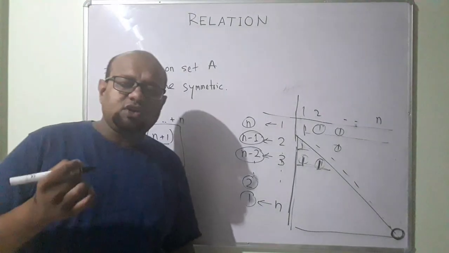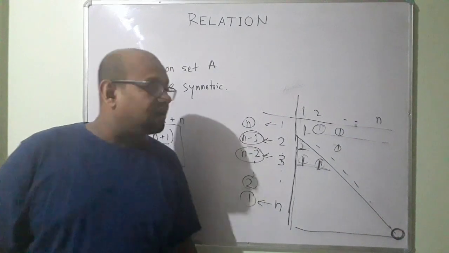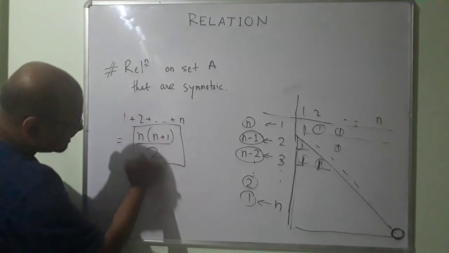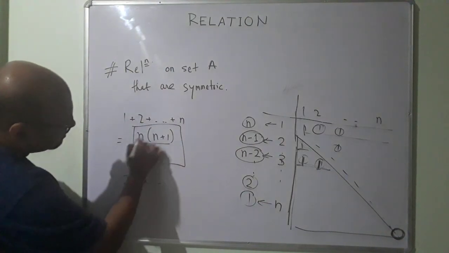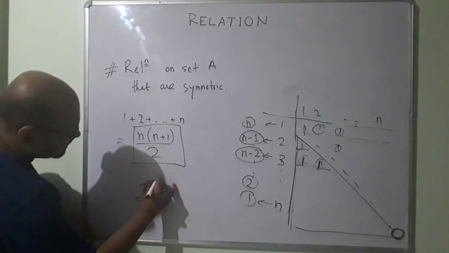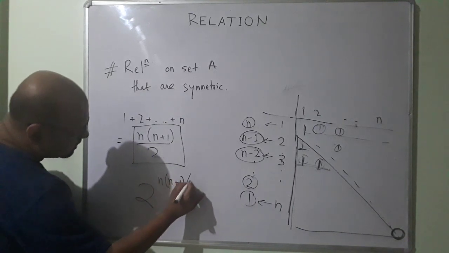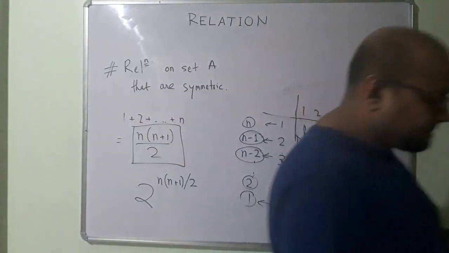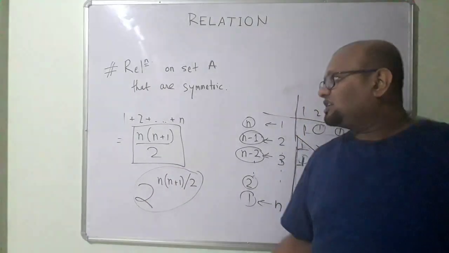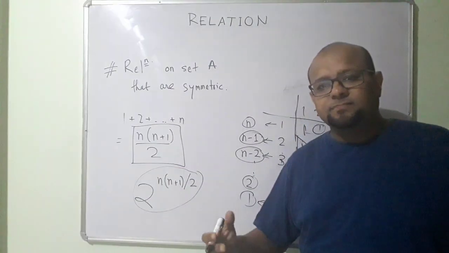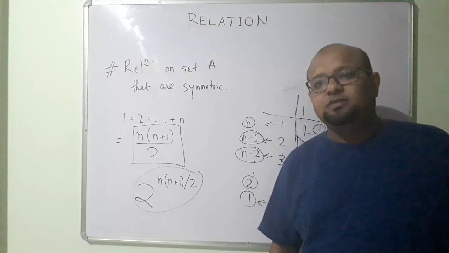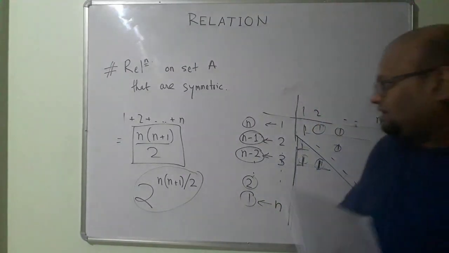So how many total relations can there be that are symmetric on this set A that has n elements? It will be 2 into 2 into, how many times? This many times, because this many places are to be filled. So it will be 2 to the power n(n+1)/2. So this many symmetric relations we can get from a set A that has n elements. So this is symmetric.